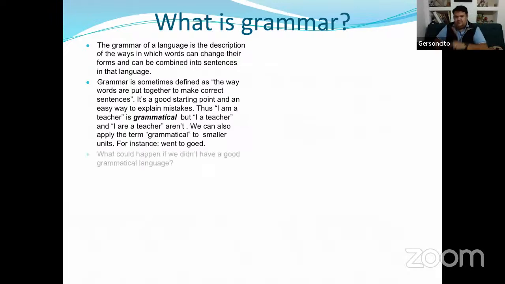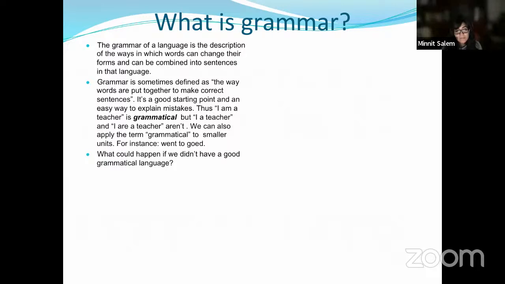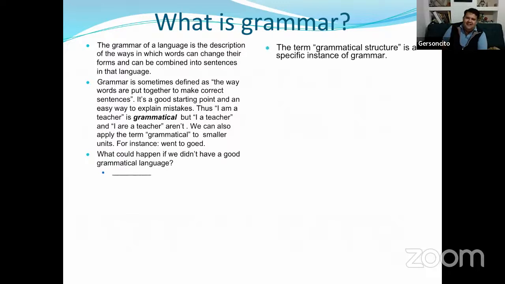Good. What could happen if we didn't have good grammatical language? Salem, what do you think would happen if we didn't have grammar rules in our language? We're going to sound like cavemen. Me Tarzan, you Jane. Okay, good. Yes. Very good definition.